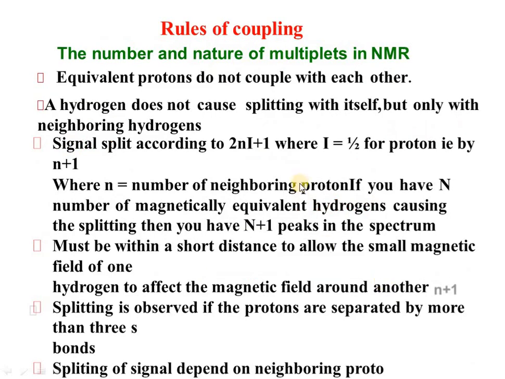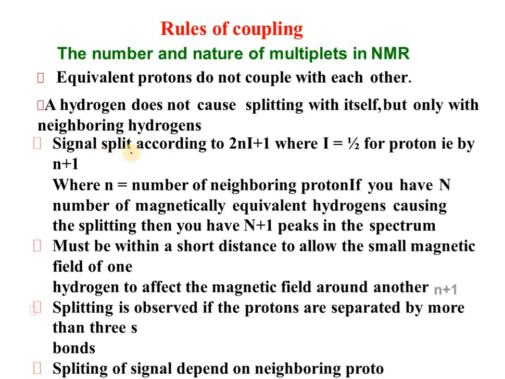Further, there are some rules of splitting. Into how many peaks will a signal be split, or will it be split at all? This is given by a set of rules. First, equivalent protons do not couple with each other. So if there are only equivalent protons, then the signal will not be split and it will be a singlet. A hydrogen does not cause splitting with itself, but only with neighboring protons. That is, only neighboring protons cause the splitting of a signal.